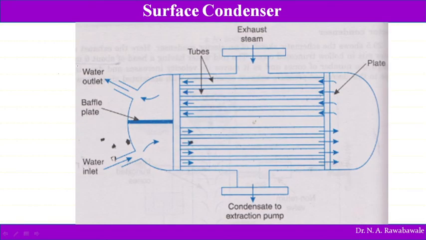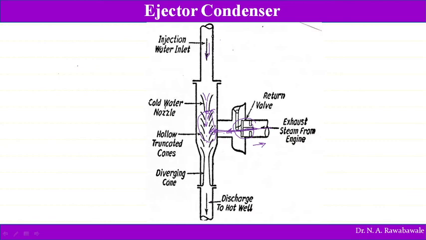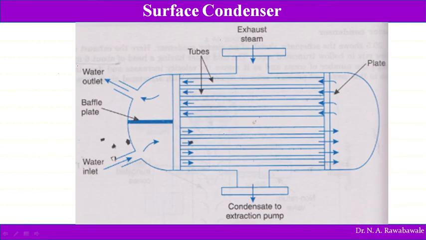So now moving to the surface condenser. The condensers which we have discussed up to now were jet condensers. Now this is a surface condenser. A surface condenser is nothing but one where the fluids are not mixed with each other.